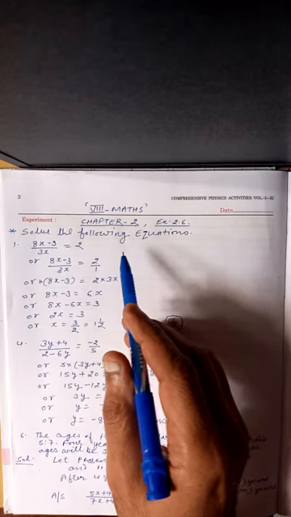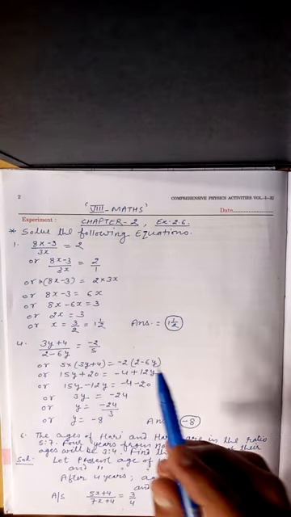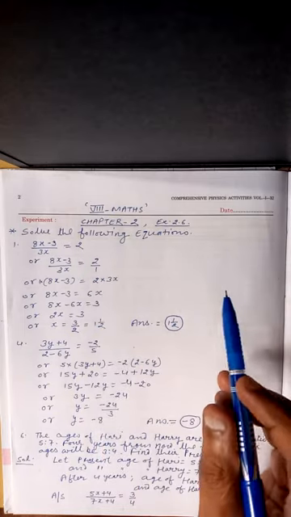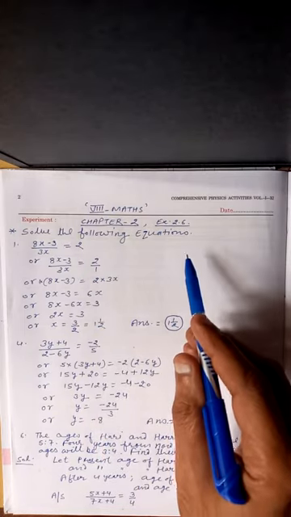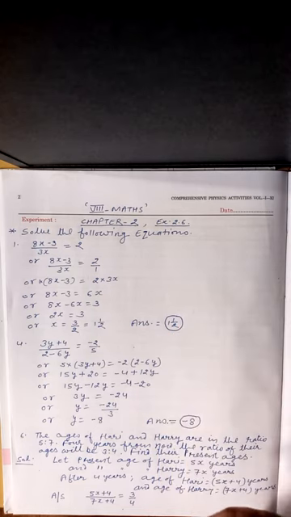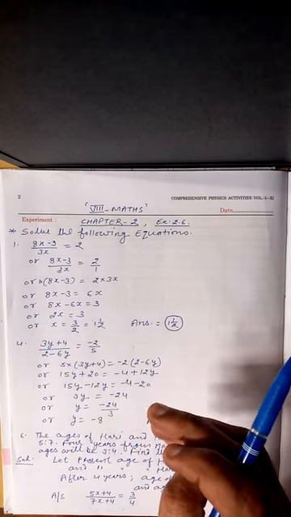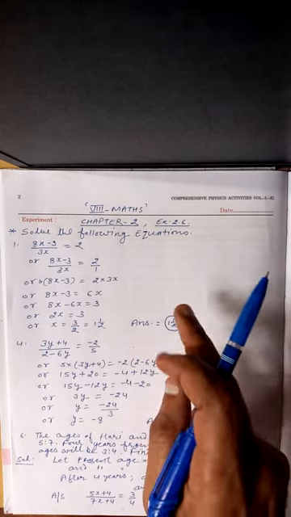We have completed the first chapter and the second chapter approximately. Only one exercise is left, that is 2.6. The name of this chapter is linear equations in one variable.